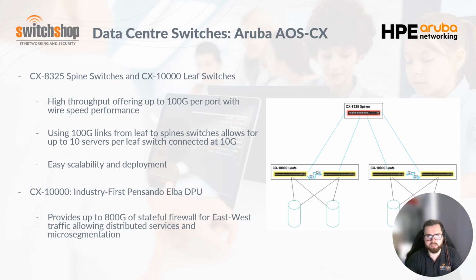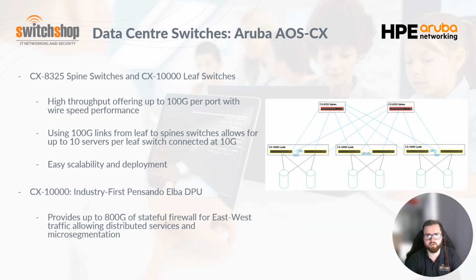With 100 gig links from leaf to spine switches, scalability is simple, as up to 10 servers can be connected at 10 gig back to the leaf without oversubscription. As more hosts are added to the data center, more leaf switches can be added to avoid this oversubscription, and when necessary, additional spine switches can be added as seen on the topology on the right. Using the spine leaf architecture allows for easy scalability this way, and deployment is simplified using Aruba Fabric Composer, which we'll come on to shortly.